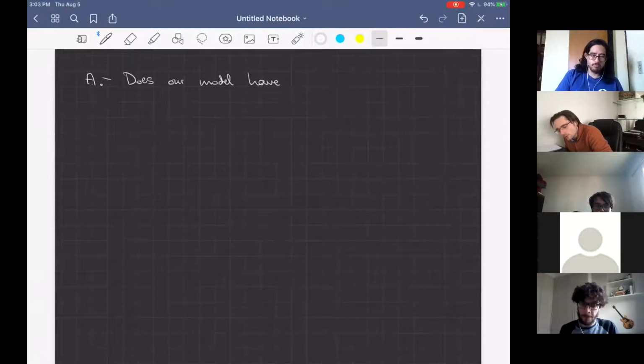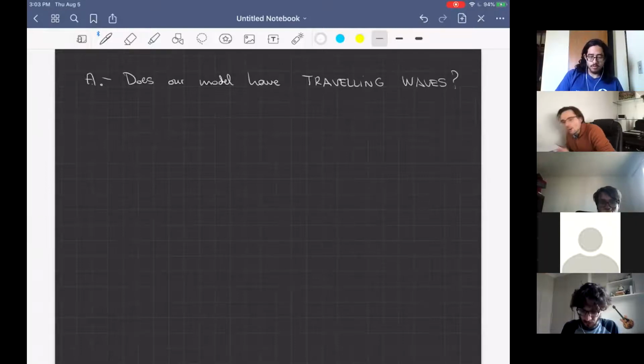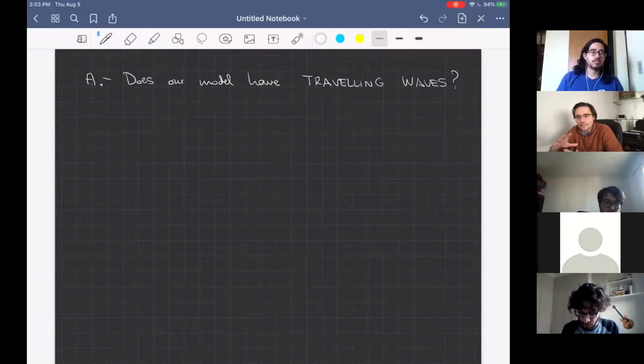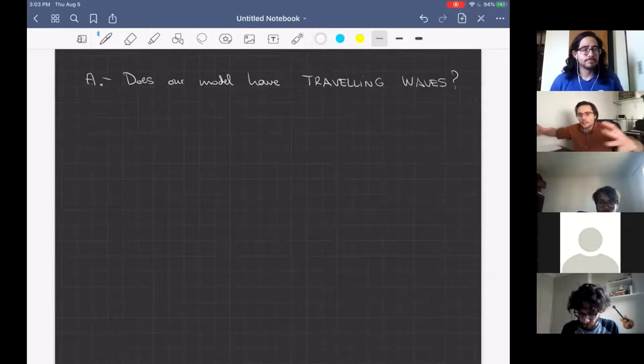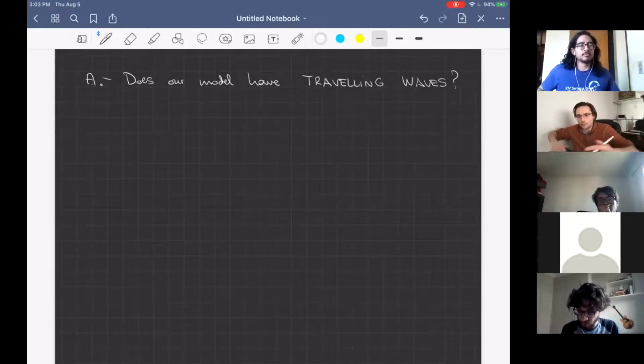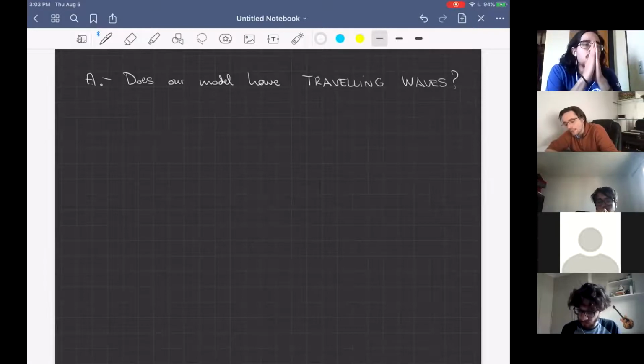and I'm going to use a word that I am using for the first time, but we'll explain it in a bit. Does it have traveling waves? What do I mean by traveling wave? A traveling wave is this kind of spreading solution that I saw for the case of the muskrats.